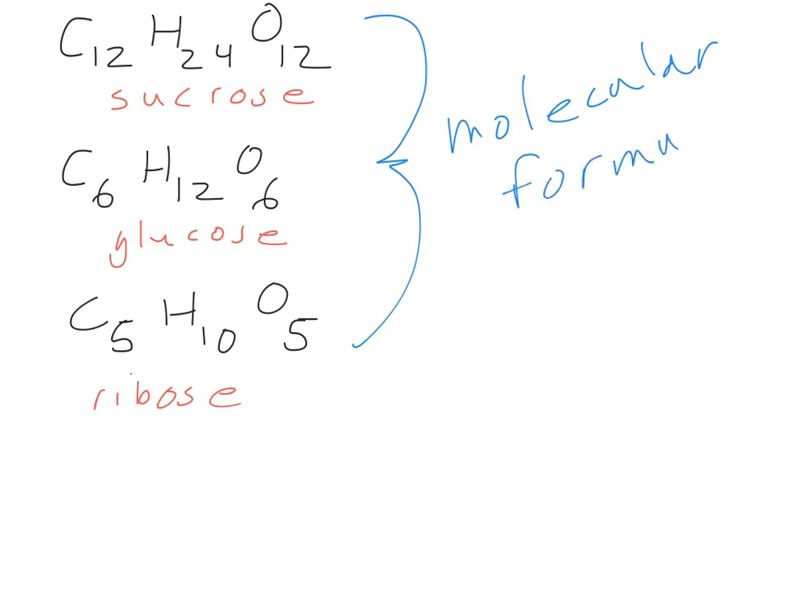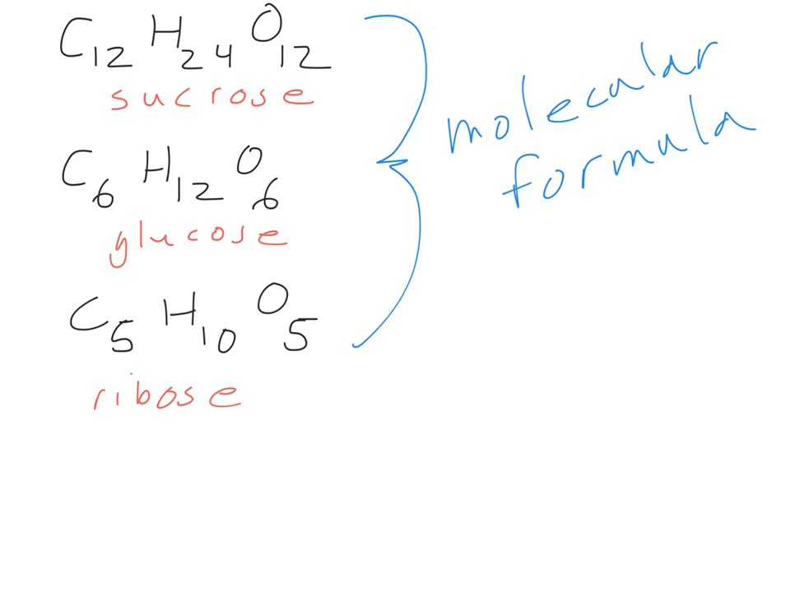These molecular formulas tell you exactly how many carbons, how many hydrogens, and how many oxygens are in sucrose. These molecular formulas tell you how many carbons, hydrogens, and oxygens are in glucose. These molecular formulas tell you how many carbons, hydrogens, and oxygens are in ribose. Your molecular formula tells you how things actually exist.